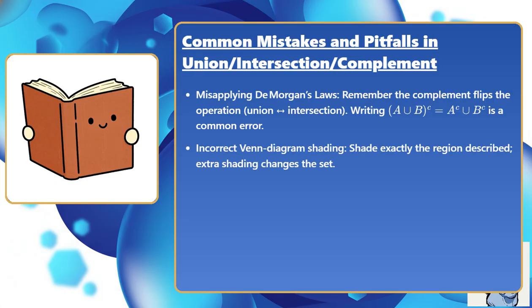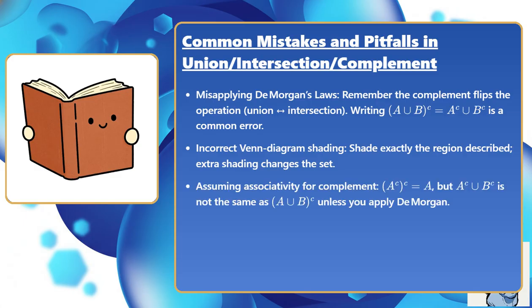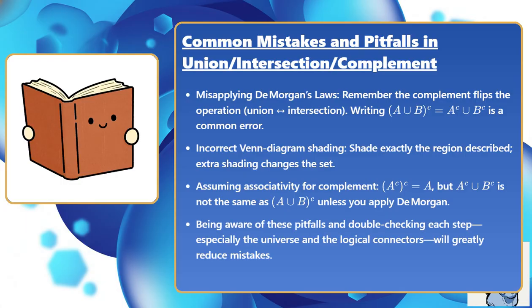Incorrect Venn diagram shading: shade exactly the region described. Extra shading changes the set. Assuming associativity for complement: the complement of a complement equals A, but A complement union B complement is not the same as the complement of the union of A and B unless you apply De Morgan. Being aware of these pitfalls and double-checking each step, especially the universe and the logical connectors, will greatly reduce mistakes.